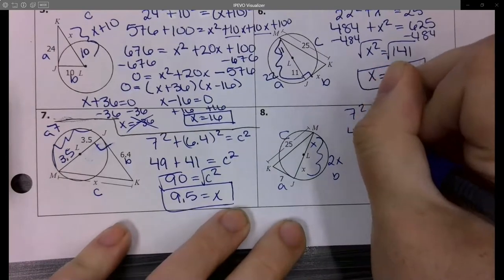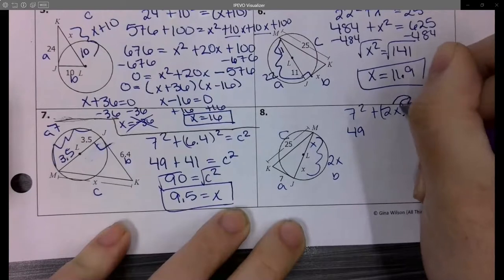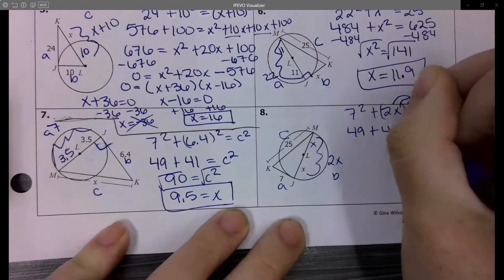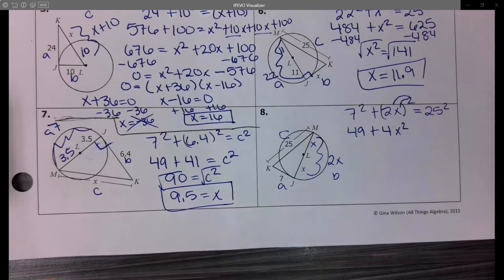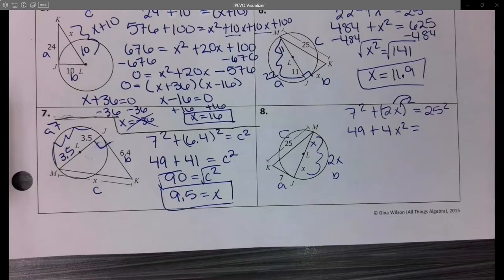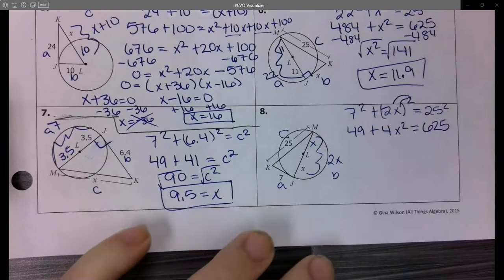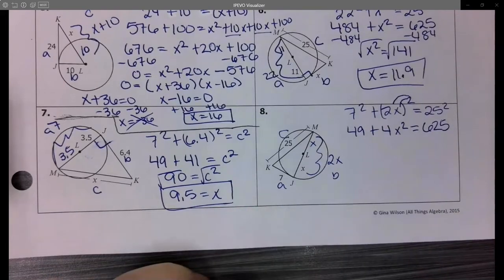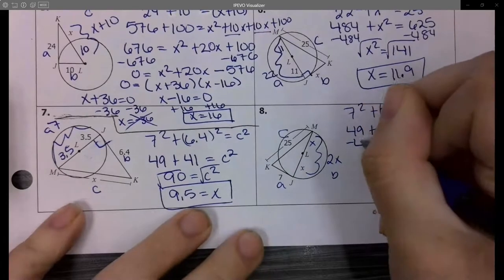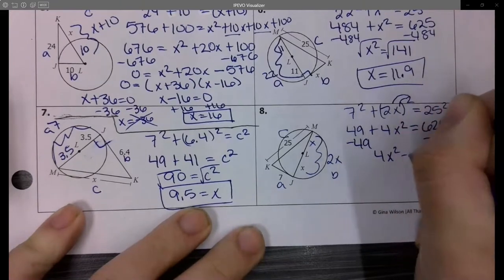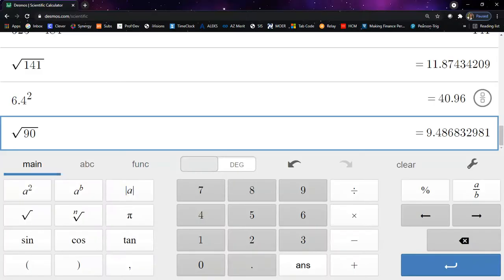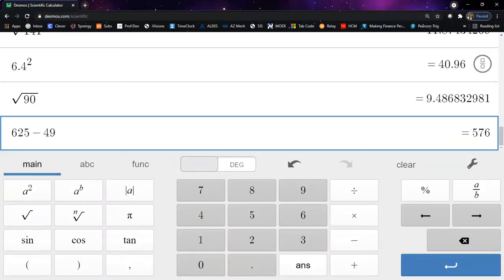So then 7 squared is 49. With the 2x in parentheses, I want to give the exponent to both the 2 and the x. So 2 squared is 4, and then x squared just stays x squared. And this is going to equal 25 squared, which earlier we figured out was 625. Then I want to go ahead and subtract 49 on both sides. So this gets me 4x squared equals whatever 625 minus 49 is. 576.